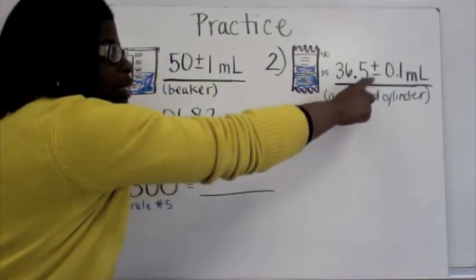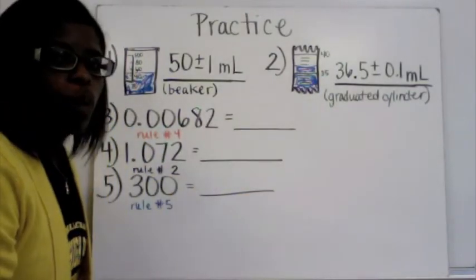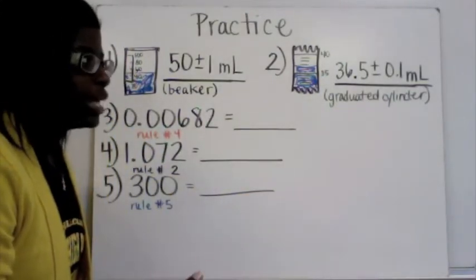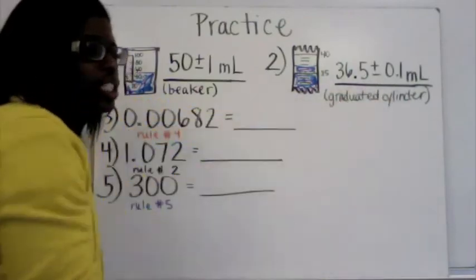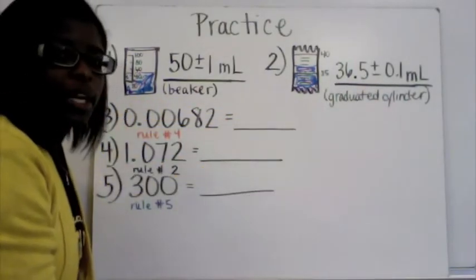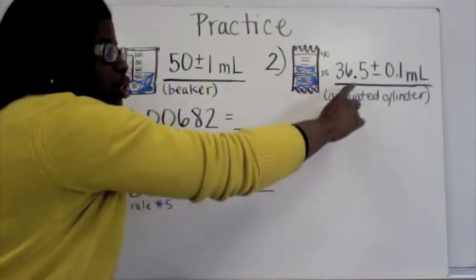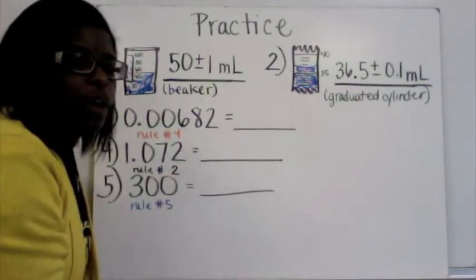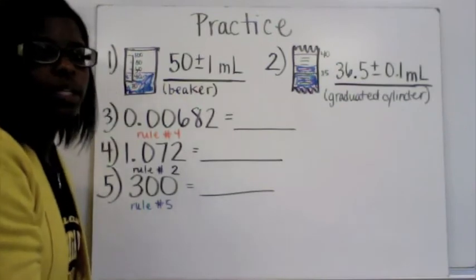We're also going to say it's plus or minus 0.1, or a tenth of estimation here, just to make sure that our measurement is going to be correct. Somebody may say it's 36, somebody else may say it's 37. So just to be accurate, we're going to do 36.5 plus or minus 0.1 milliliters.